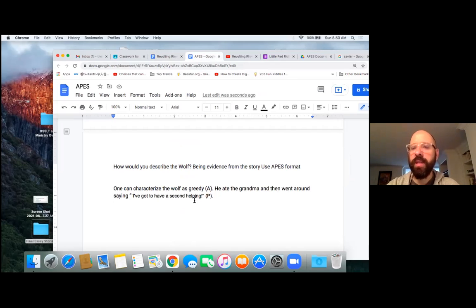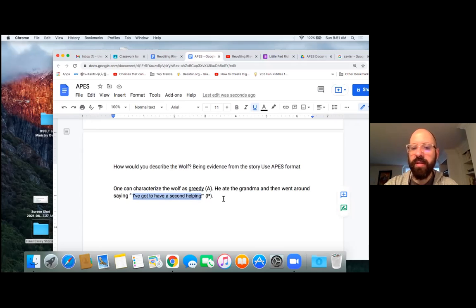The part students have trouble with in the beginning is the third part, which is this E. Well, what are you supposed to do? You explain the connection. Here's the word greedy. Here's the proof that you brought in. How does this show that he's greedy? Most of us sort of have a sense of it, but what you need to do is explain it. You need to explain this relationship because this is where your opinion is coming in.